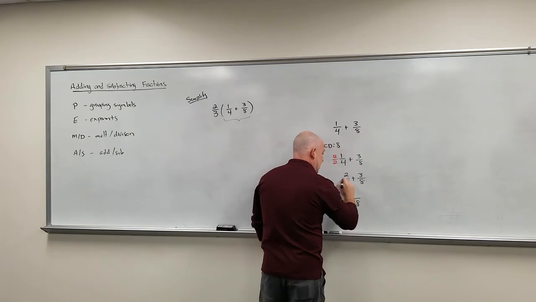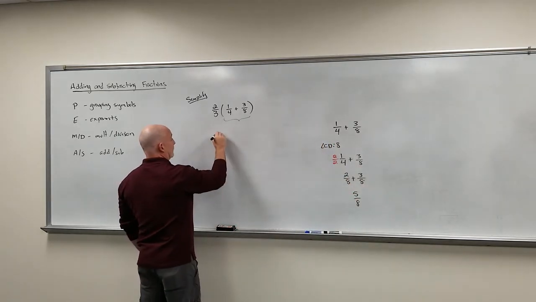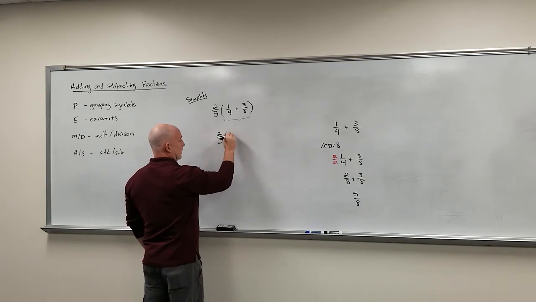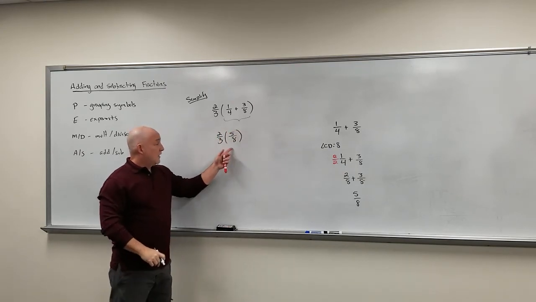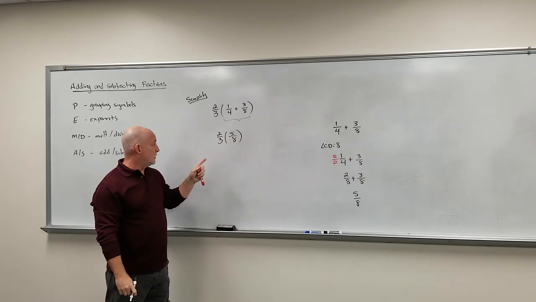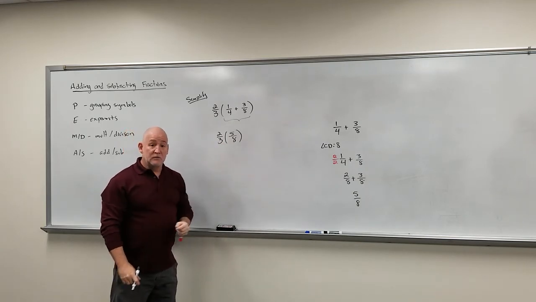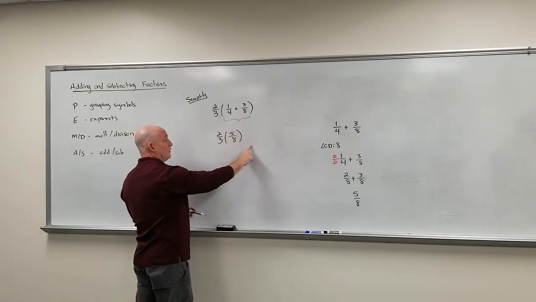Those are now going to be 8ths. 2 and 3 gives me 5. So now I have 2/3 times 5/8. Now, technically we don't have any more grouping symbols, right? Because there's no operation inside there. So this is just multiplication. We know to multiply fractions, we multiply straight across. So we could go ahead and do that. That would give us 10/24.